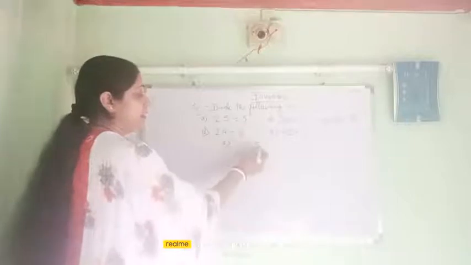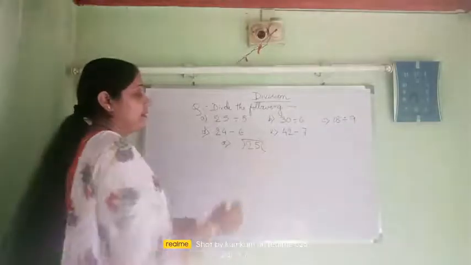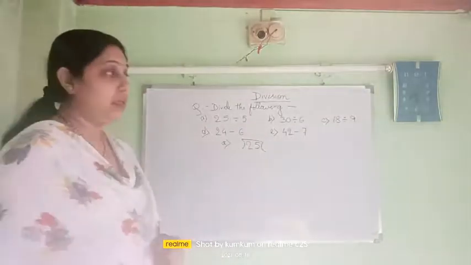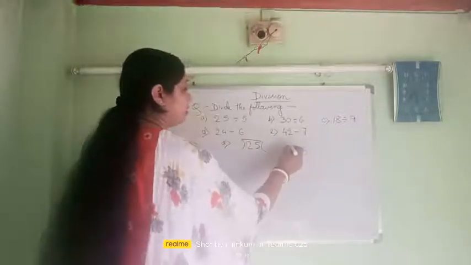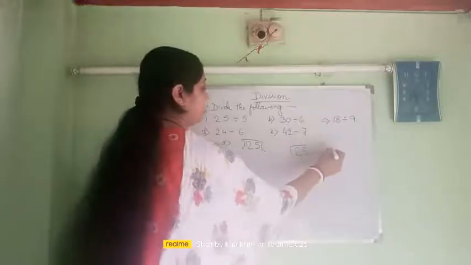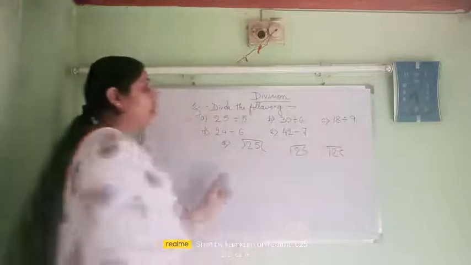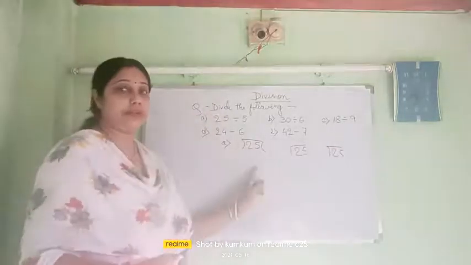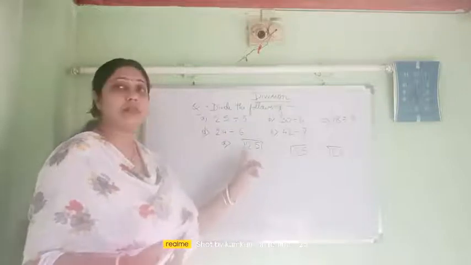and then you will draw like this. You can draw it like this also. All the forms are correct. Or you can write like this. All the forms are correct. So whichever form you want, you can use. I am explaining this way.